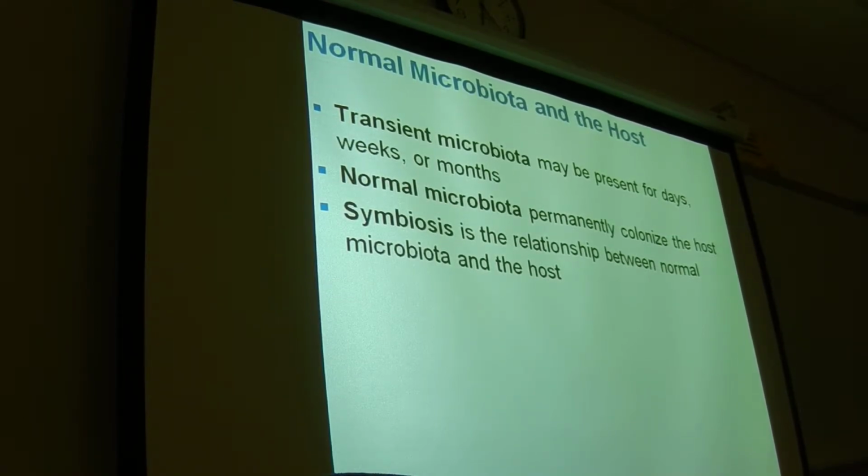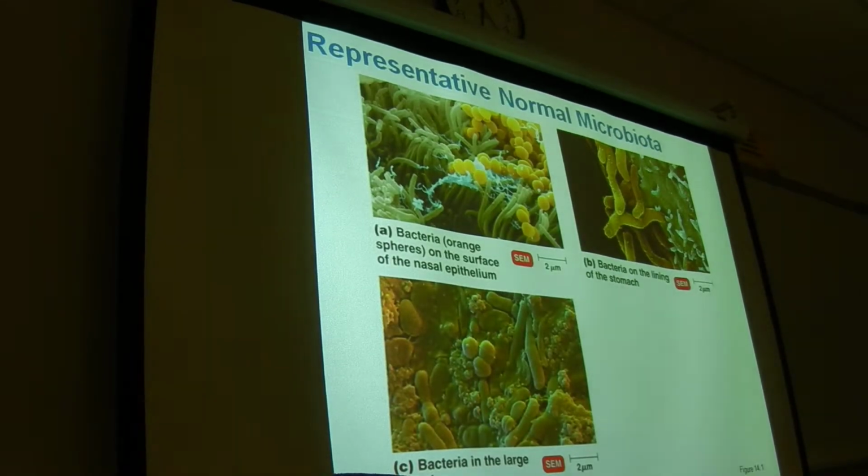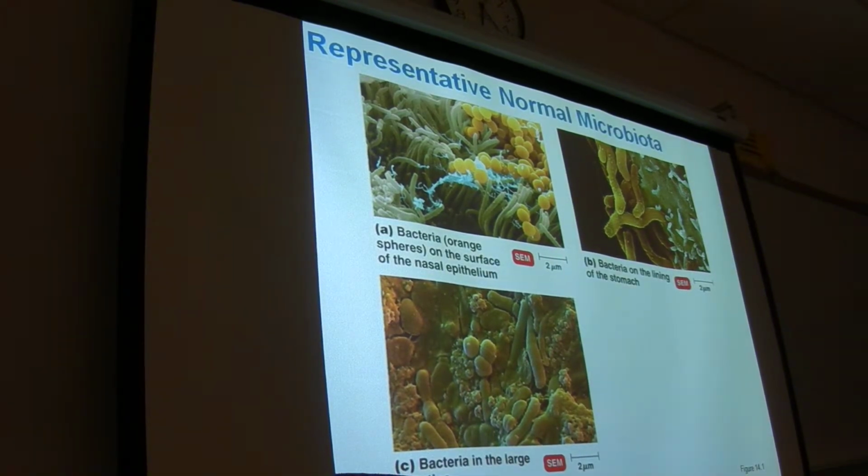Okay, so we'll talk about normal microbiota. We've talked about it before. There are a couple of different types. There can be transient microbiota, which may be present in the body for just days, weeks, or months, but normally isn't present in the body, and it's not harmful. So it's not causing a disease, but it's not normally found in the body. Normal microbiota permanently colonizes the host, so it's constantly found. So E. coli in the intestine, everybody has it there. That's normal microbiota. Symbiosis, and we'll talk about that, is the relationship between normal microbiota and the host. Here are some examples: bacteria in the large intestine, nasal epithelium, and the lining of the stomach.